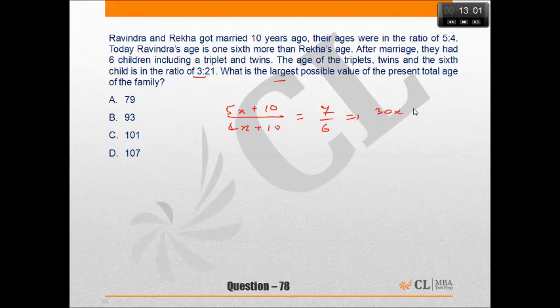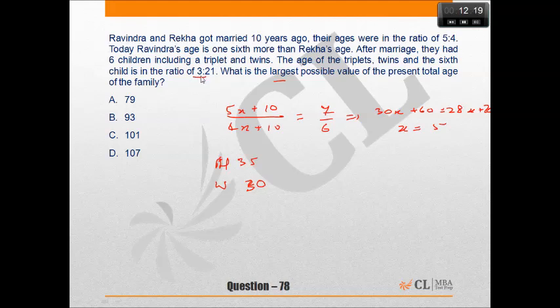Which implies 30x plus 60 is equal to 28x plus 70, that means x is equal to 5. So the current ages are 35 and 30, husband and wife. Okay. After marriage they have 6 children, including, okay, 10 years. So the age of triplets is the maximum age. The ages of triplets, twins and the 6th child are in the ratio of 3:2:1. With the largest possible value of the present age of the family, it has to be more than 65.